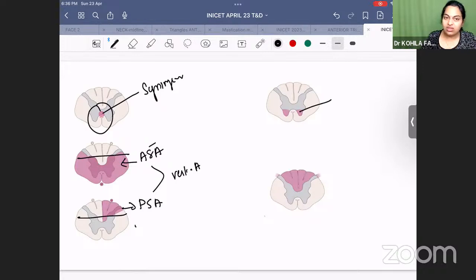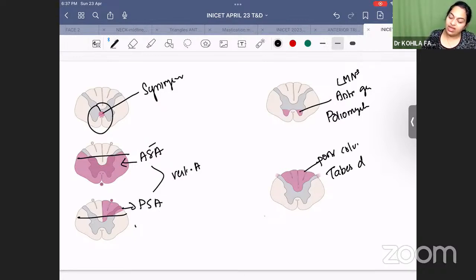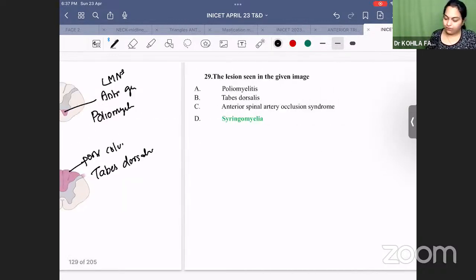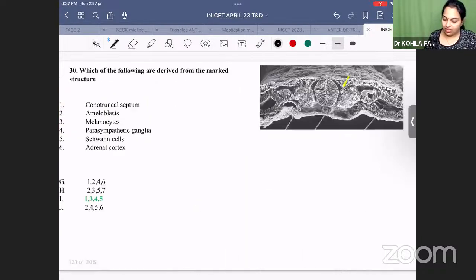You see the anterior gray horn is involved here, right? The lower motor neurons here. This is seen in poliomyelitis. And this, typically the posterior column, is seen in syphilis, syphilitic degeneration, tabes dorsalis. So you should remember only the spinothalamic tract is contralateral. Posterior column is going to be ipsilateral. Syringomyelia, they keep asking this again and again.